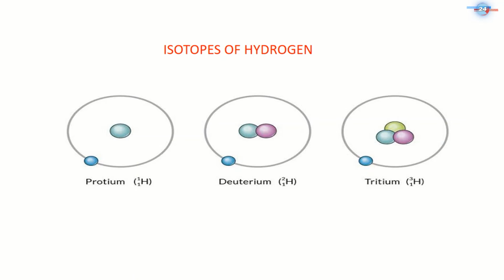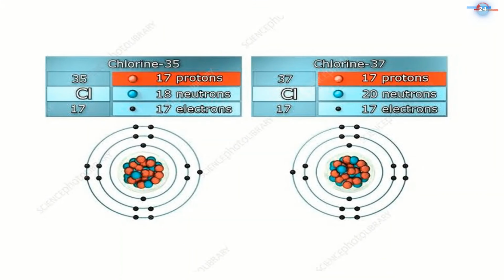Now, I want to move on a little bit and talk about something very important, which we all must know: isotopes. Now, we have atoms which have the same number of protons, but however, they have different mass numbers. Those atoms, we call them isotopes. So in simple words, isotopes are atoms of the same element with the same number of protons but different mass numbers. An example is chlorine 35 and chlorine 37.